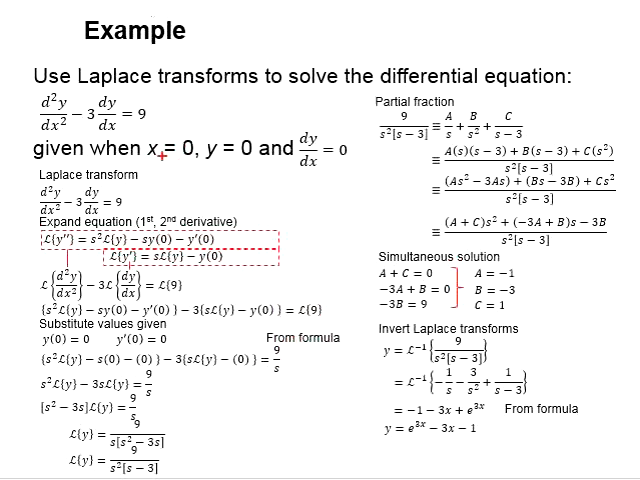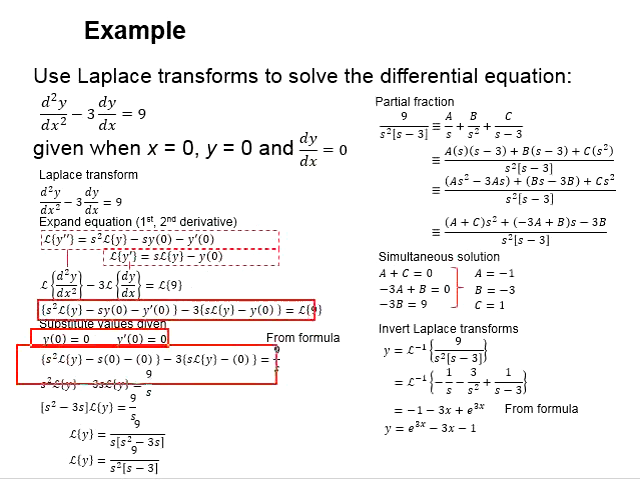It is given that when x is equal to 0, y will be equal to 0. That means y(0) equals 0. And when x equals 0, dy/dx equals 0. That means y'(0) equals 0. Substitute the relevant values into the function here. You will get this.